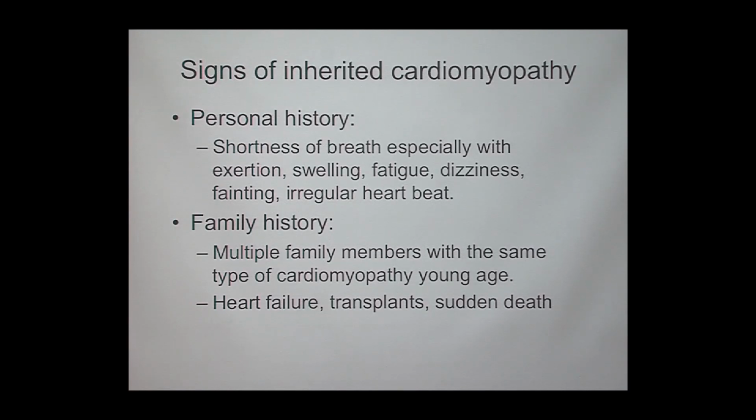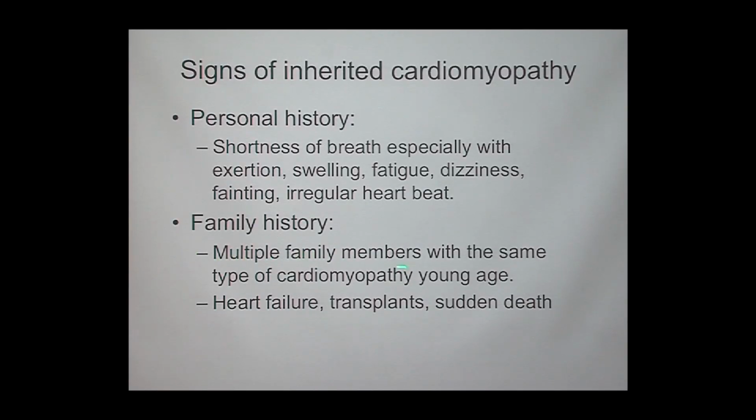Now, cardiomyopathies, which means disease of heart muscle, usually present somewhat differently, with shortness of breath, especially with exertion. You can have swelling or fatigue or dizziness, but you can also get fainting and irregular heartbeat, because at the same time that you have an abnormality in heart muscle, that often also produces secondarily an abnormality in heart rhythm. So arrhythmia is often seen in the setting of a patient with a heart muscle problem. And family history: multiple family members with the same type of cardiomyopathy at a young age, heart failure, the need for a heart transplant, and also, unfortunately, sudden death.